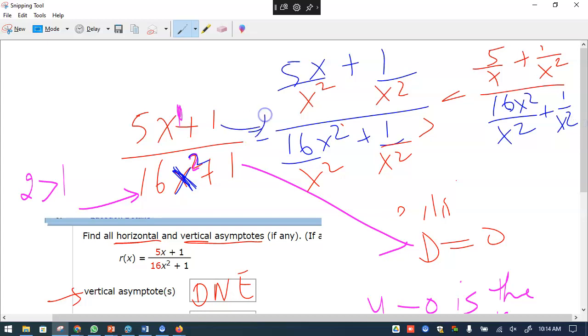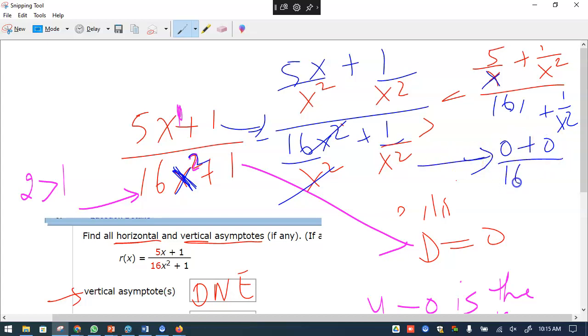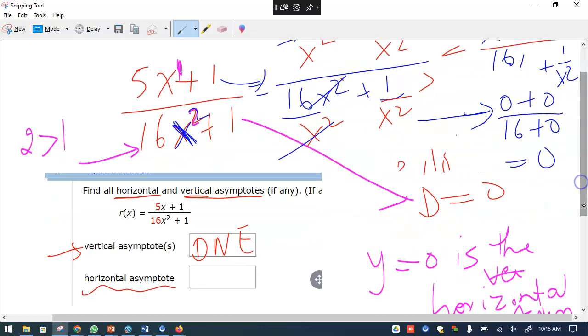I think I should have just taken this off because that crosses out. So this x squared crosses out, and you are left with that. And you see there's an x here, so the top part will be 0. So this approaches 0, over 16 plus 0, which is 0. So that's why we say y equals 0 is the horizontal asymptote.